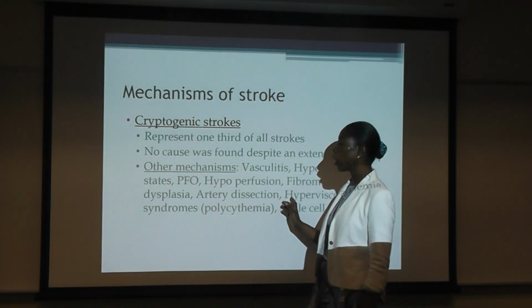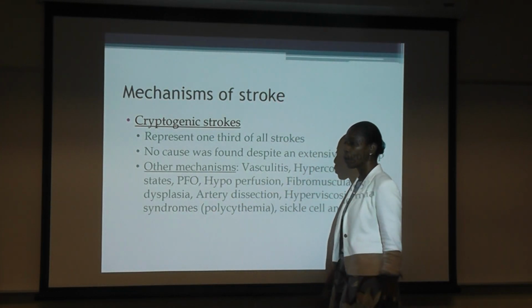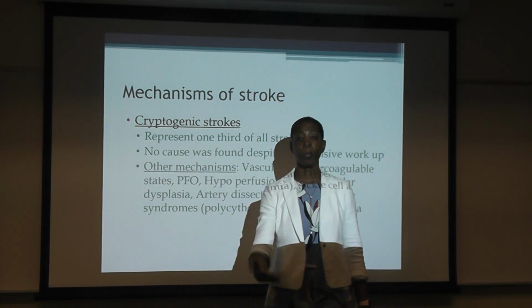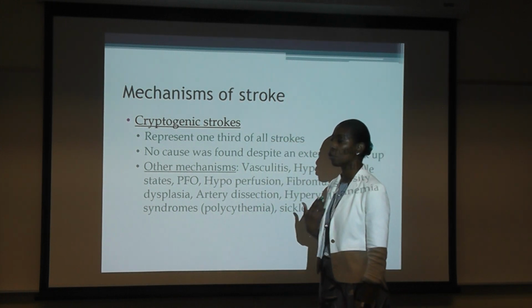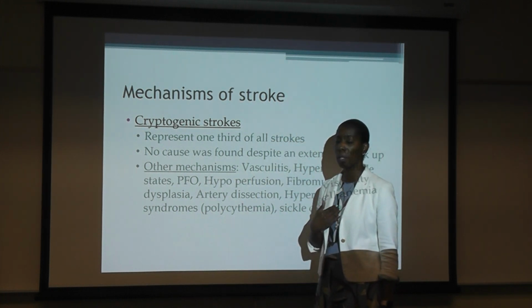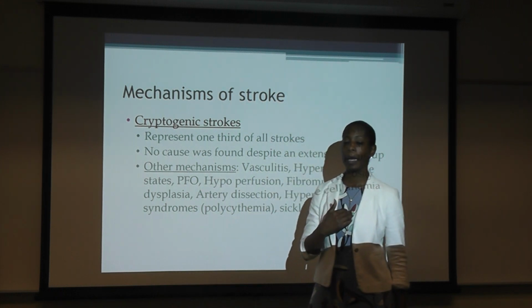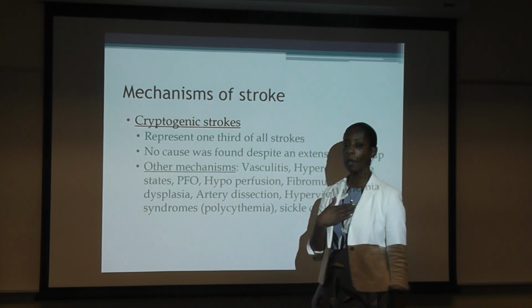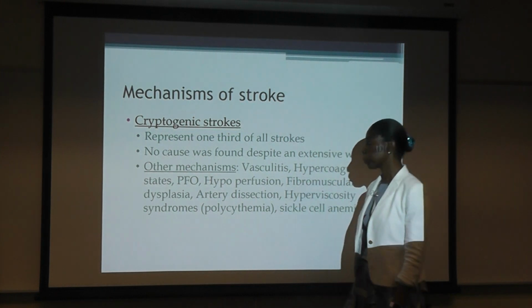Other mechanisms like PFO, or patent foramen ovale. Someone has a DVT and then all of a sudden they have a clot that went to the brain. Usually if it's a DVT coming from the periphery, it has to go through the right atrium to the right ventricle, and if it escapes and goes to the body, it usually means that there is a hole, that patent foramen ovale, that can actually cause it to cross over.